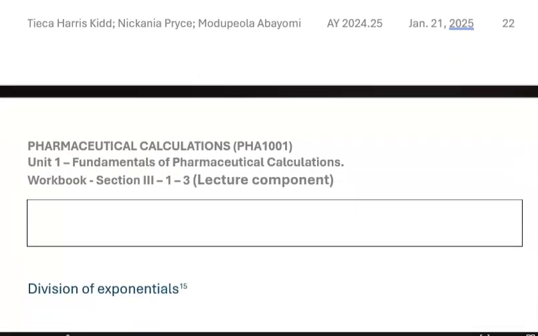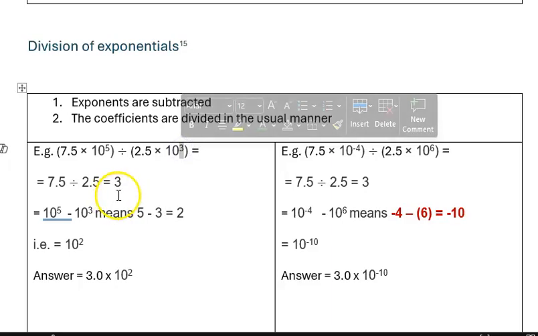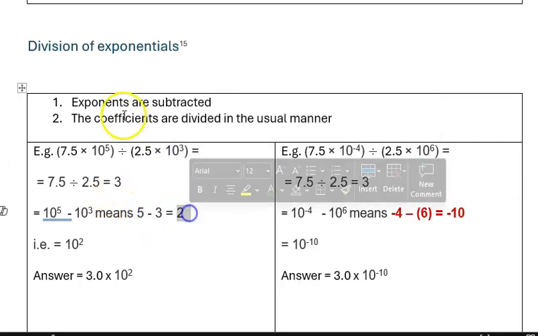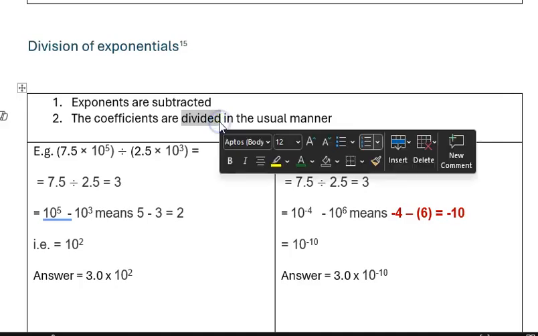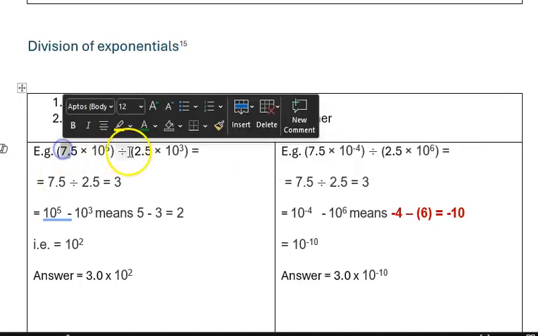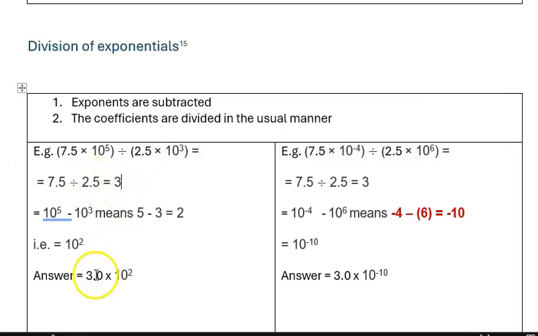We learn about the multiplication. What about if you're dividing? You subtract the exponents from each other. So in this one, the exponent is 5. This one is 3. So 5 minus 3 would give you 2. And then the coefficients you would divide as you would a usual number. So 7.5 divided by 2.5 right here gives you 3. So the answer would be 3 times 10 to the 2.